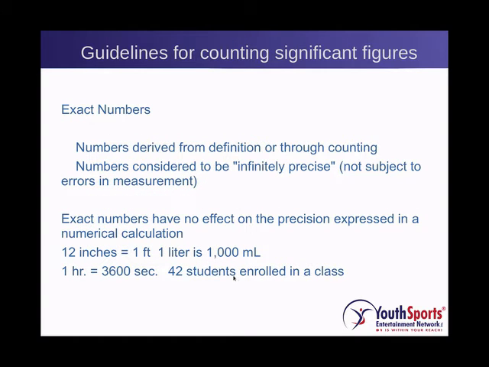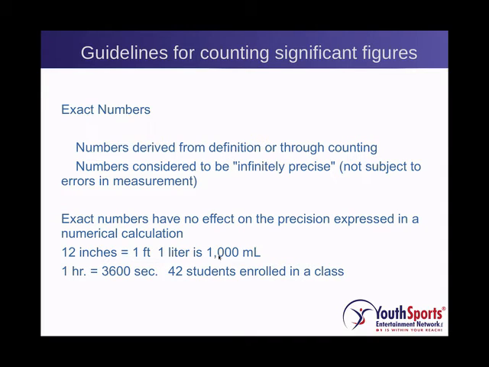Now, some numbers are exact. That means they are infinitely precise. For example, you've got 12 inches in 1 foot. That's 100% exact. There is no 12.1 or 12.009 inches in a foot. It's exactly 12 inches in 1 foot.